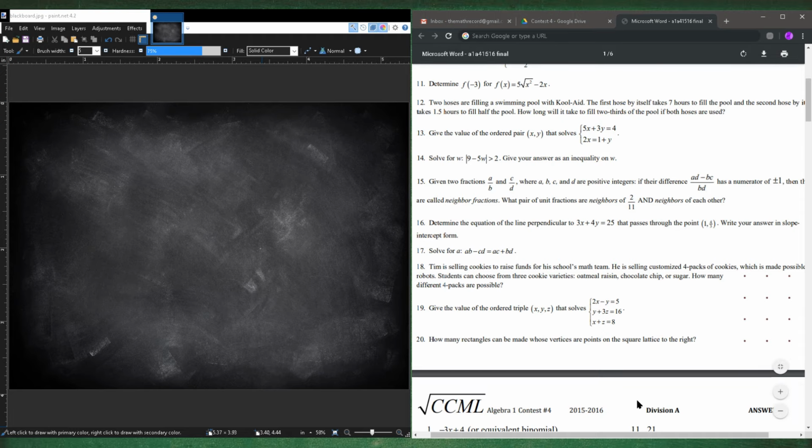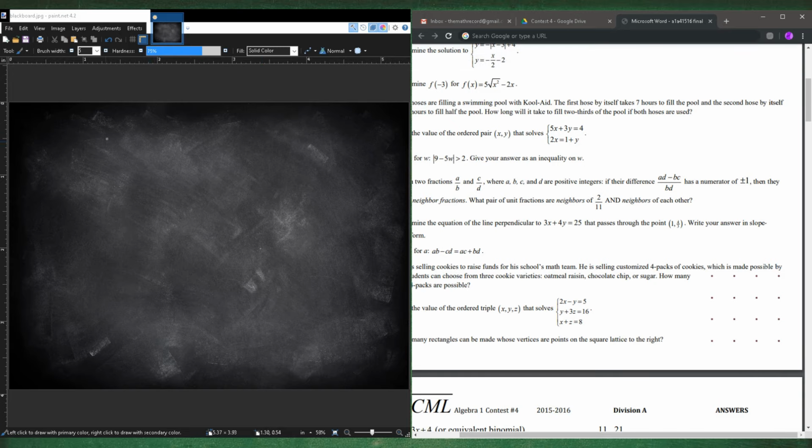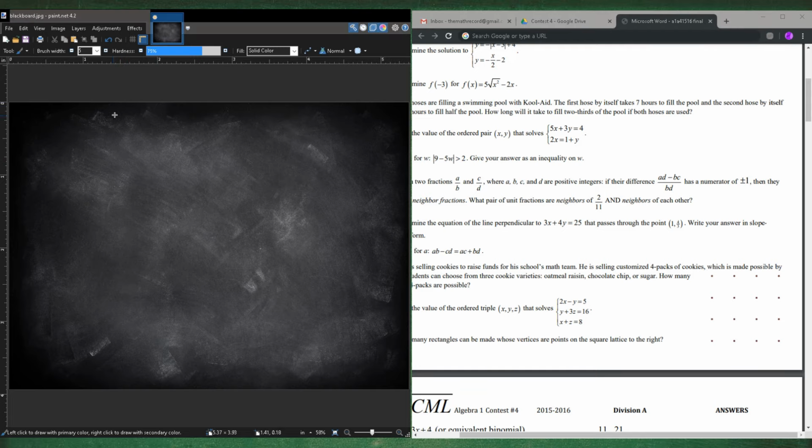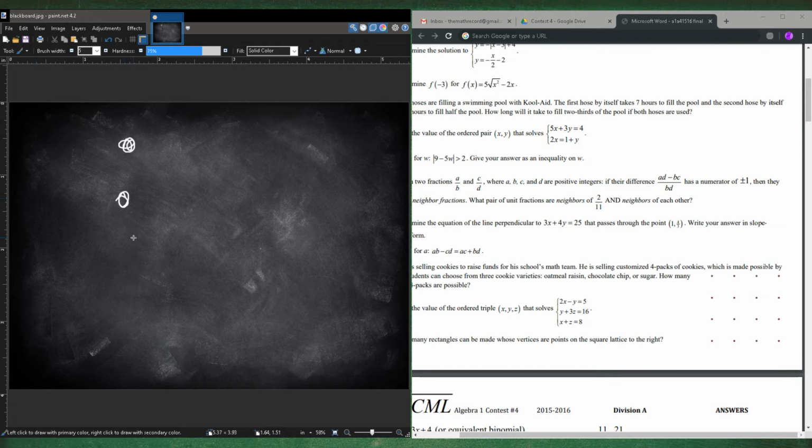Question 20. How many rectangles can be made whose vertices are points on the square lattice? Since they said using the points, that basically tells me they're just trying to be tricky and that they want to make rectangles using lines, but the lines could also be made by points regularly or using diagonals. So let's draw this out. So we have 1, 2, 3, 4, and then you have each of them more.